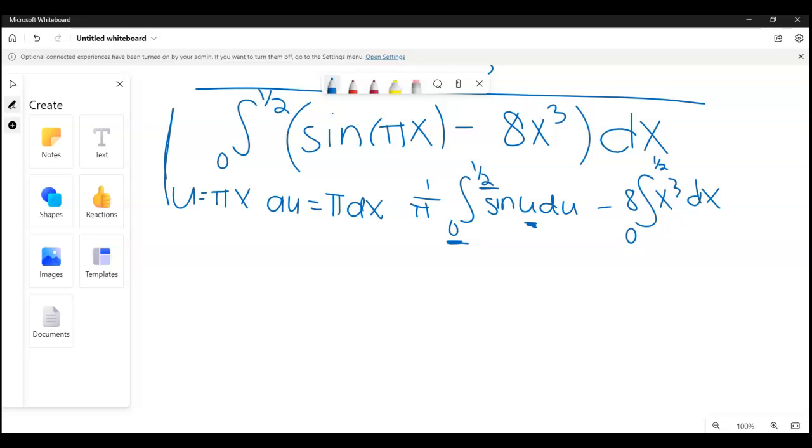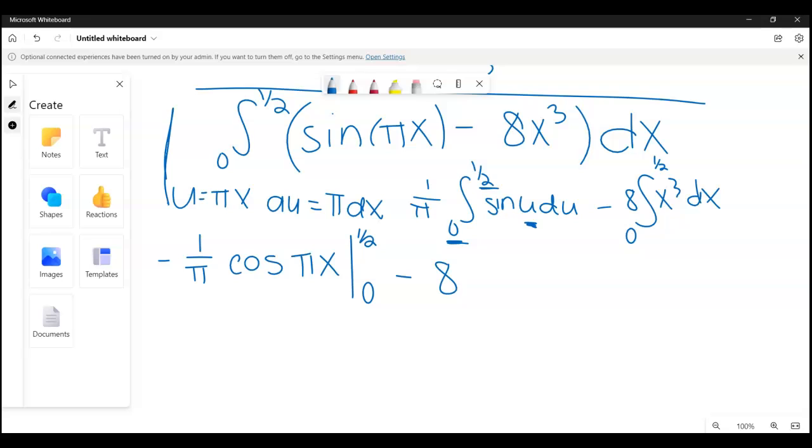Okay. What's the antiderivative of sine u? Negative cosine. So it's negative cosine u, but I'm bringing back the pi x since I didn't change my bounds from 1/2 to 0.